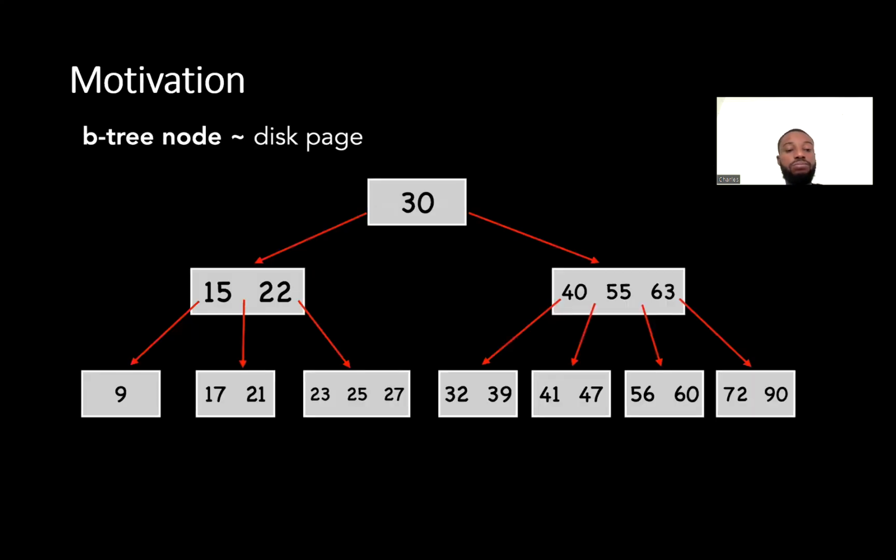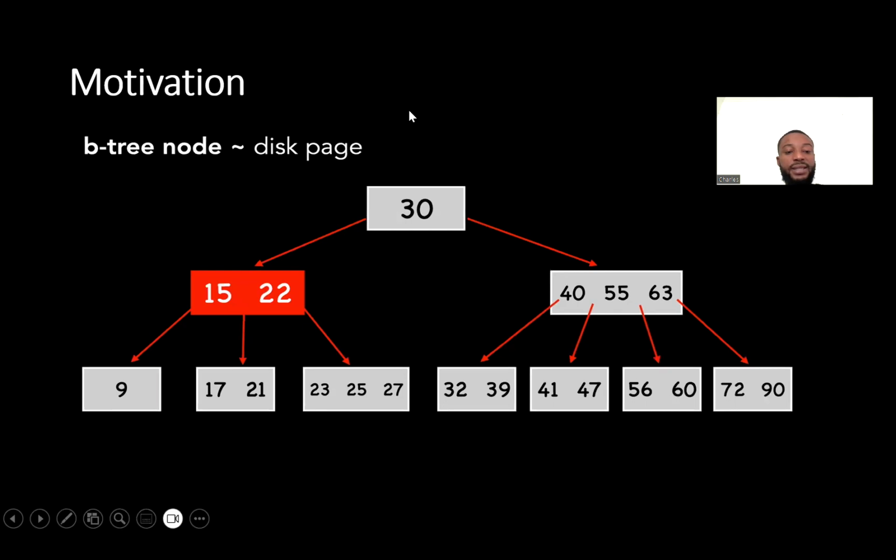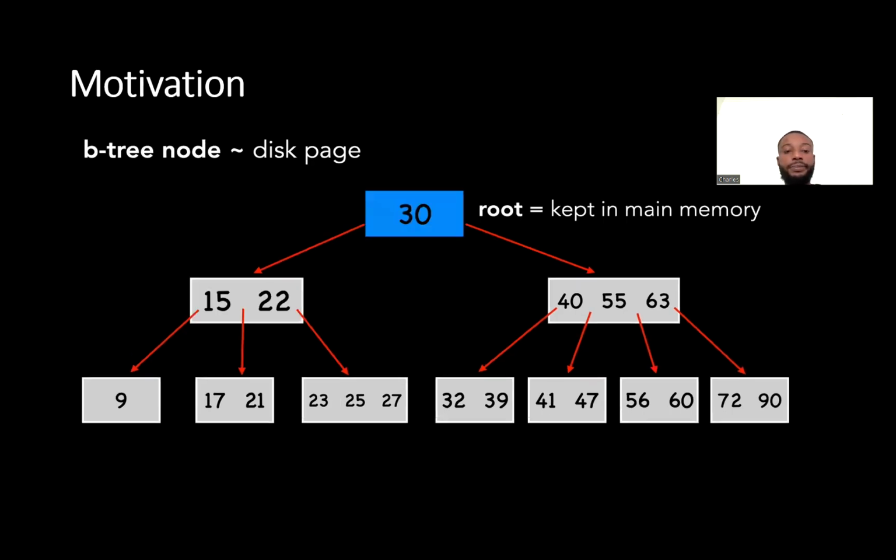Normally, B-tree nodes are equivalent to a disk page. So we can see that this node here is equivalent to a disk page. The root is normally assumed to be kept in main memory.